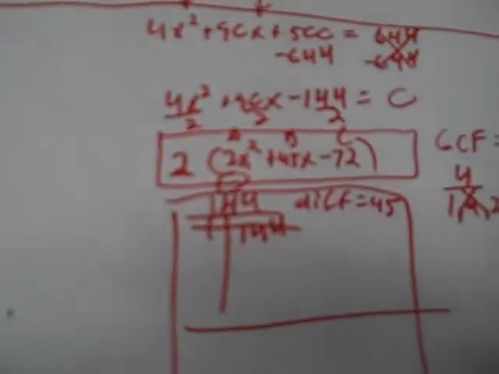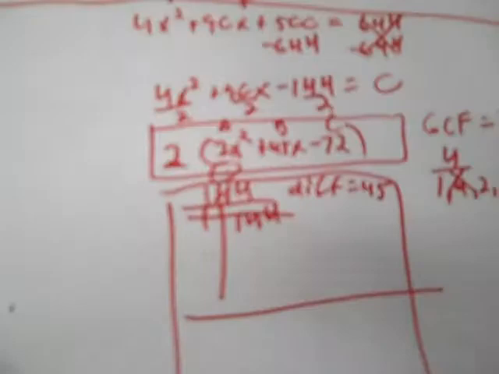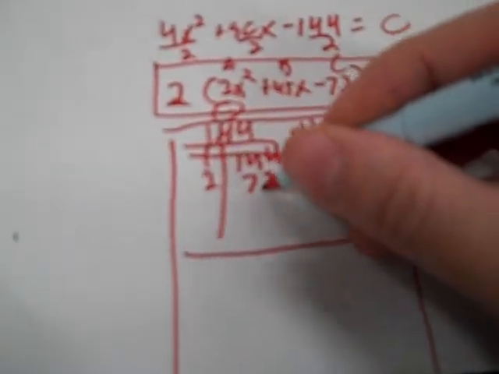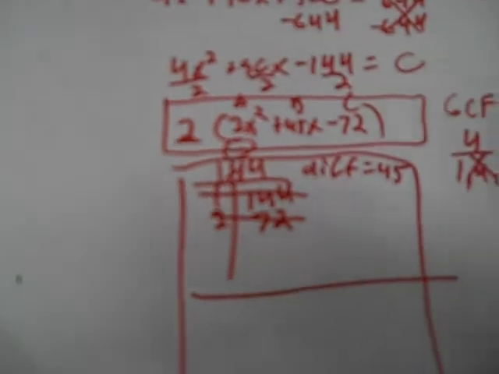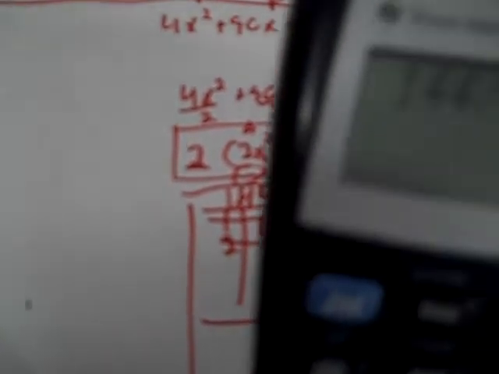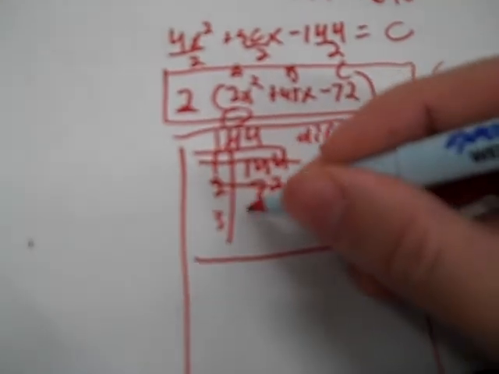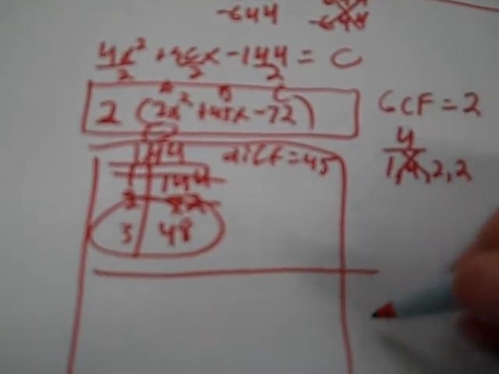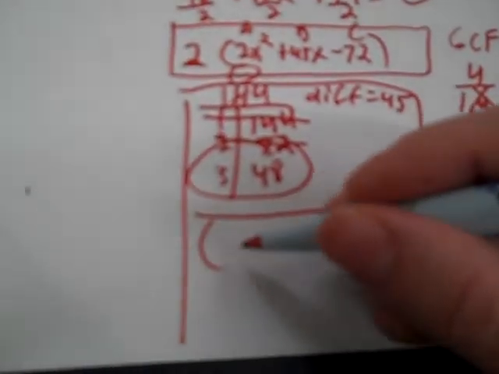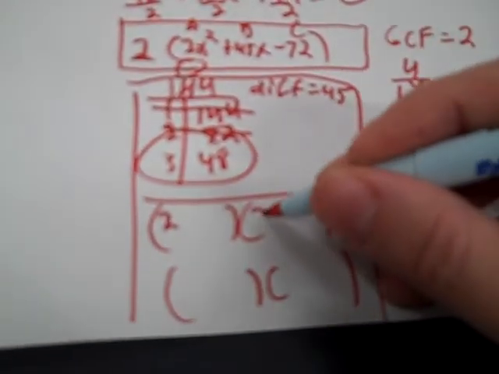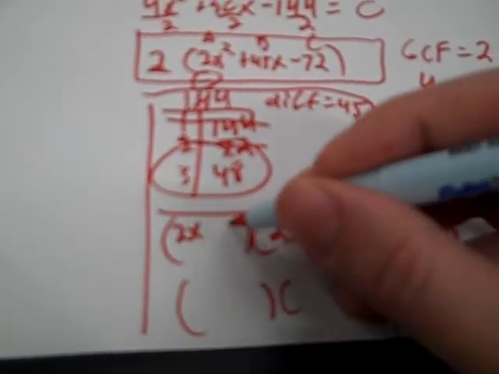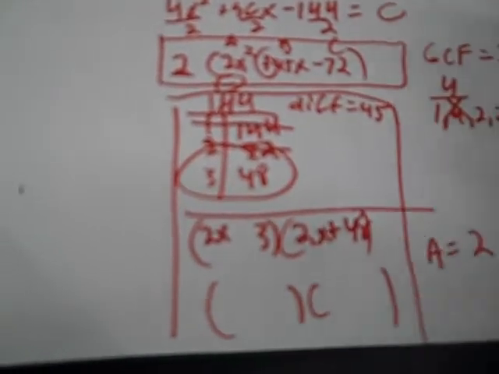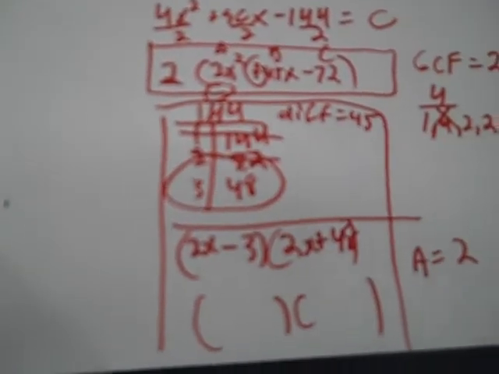No. No, that's 70. Yeah, okay, 3 and 48. Good. I was kind of getting nervous here for a second. So A equals 2, so we need 2 parentheses and lead off with 2. Plus 45 would be plus 48 and a difference of minus 3.